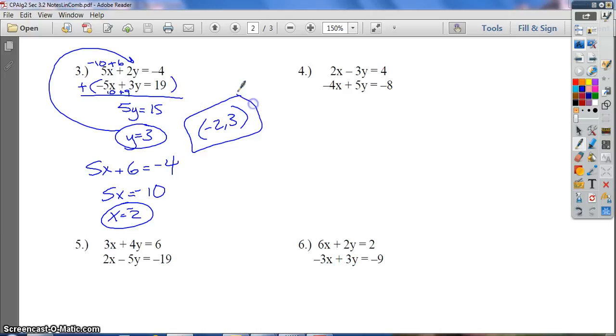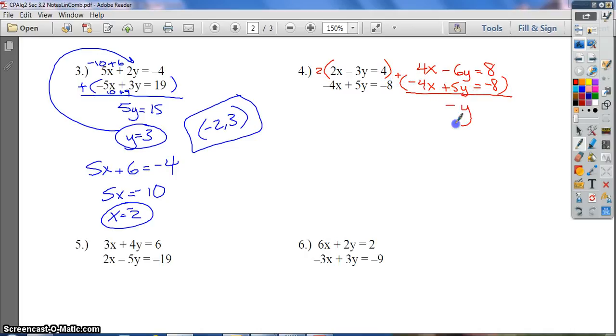So this is good. All right, coming over. Now, I see that the x's, y's, and numbers are lined up, but they're not going to cancel out. But if I multiply this top one by 2, my x's will both have 4s. So when I do that, I get 4x minus 6y equals 8. I'm going to rewrite negative 4x plus 5y equals negative 8 on the bottom. So let's add these vertically.